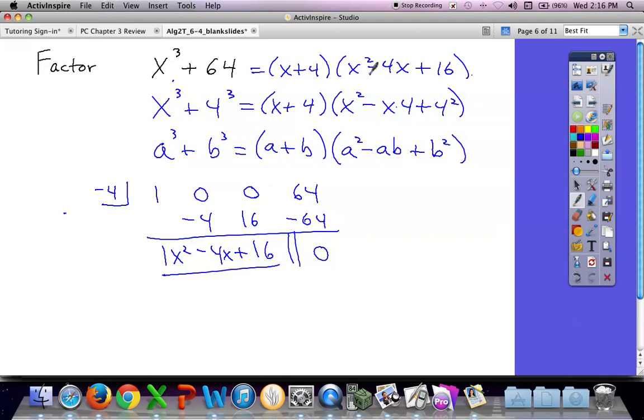So if all you can remember is that first term, the binomial, it matches up with this, right? It's a plus, x plus 4. Then you could divide and find the rest of it.